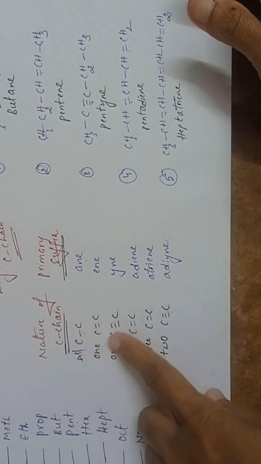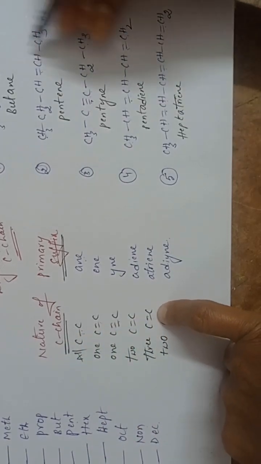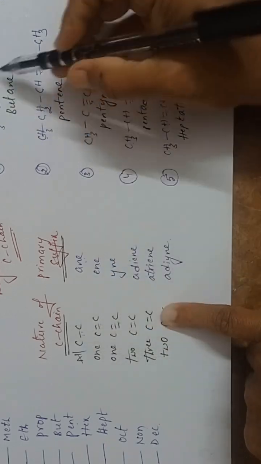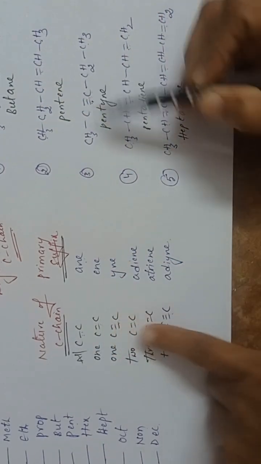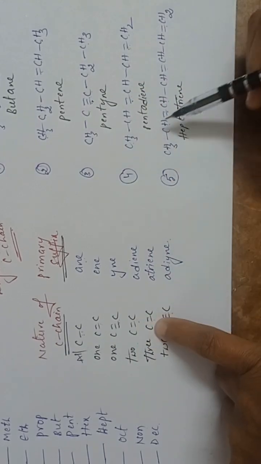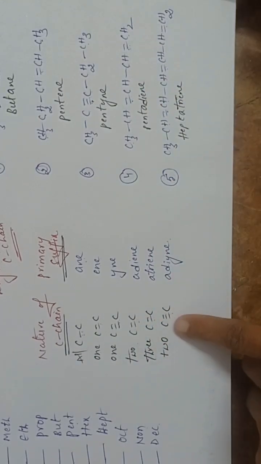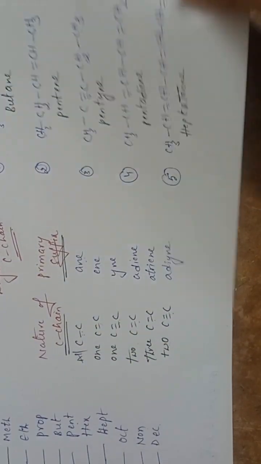Here is the table I gave you. Here all single bonds, 1 double bond, 1 triple bond, 2 double bonds, 3 double bonds. All these examples I discussed, students. All single bonds, 1 double bond, 1 triple bond, right? 2 double bonds, 3 double bonds. Clear? And next, 2 triple bonds are there means how to write. Clear, students? Root word and primary suffix we are using.